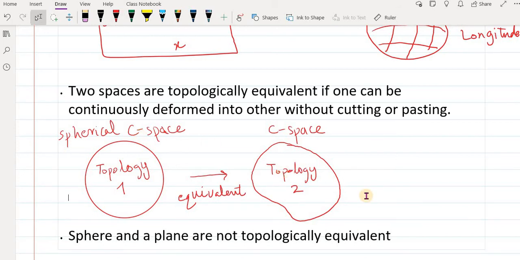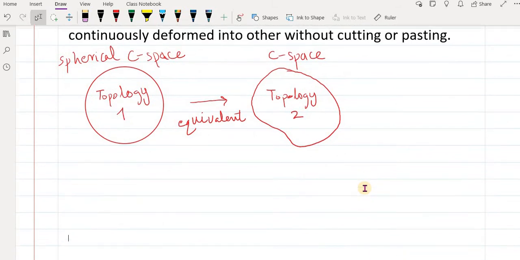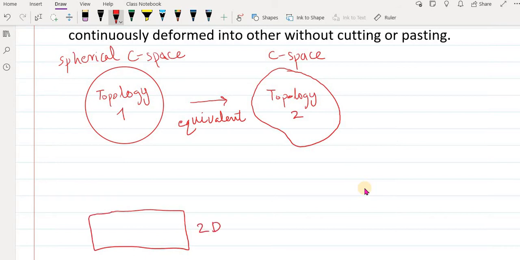Now let's see the example of a plane. So we have a 2D plane here, a planar C space. Here, can we convert this sphere into this 2D plane? Is there any way that we can do that? Just keep in mind that this is not a circle. This is a sphere, this is a ball. Can we convert a ball into a plane, into a straight, 2D paper?